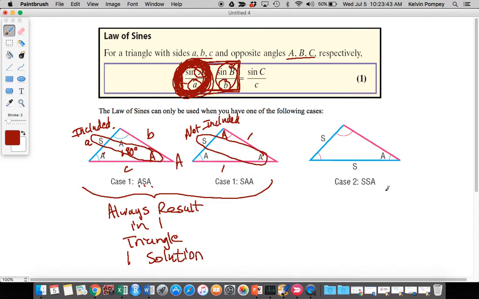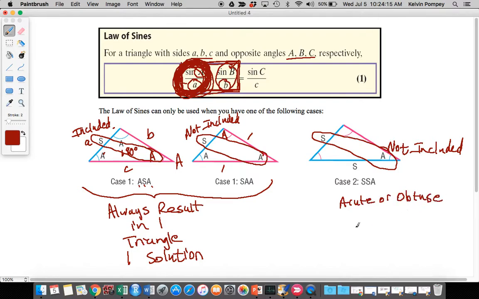Case two is a scenario where I only have one angle and two sides, and it's specifically two sides and a non-included angle. I can use it, right? Because I do have my opposite angle and an opposite side, but I don't have two angles here. And whenever I have a case when I don't have two angles, and I don't know whether that angle is acute or obtuse, I may end up with one or two triangles.